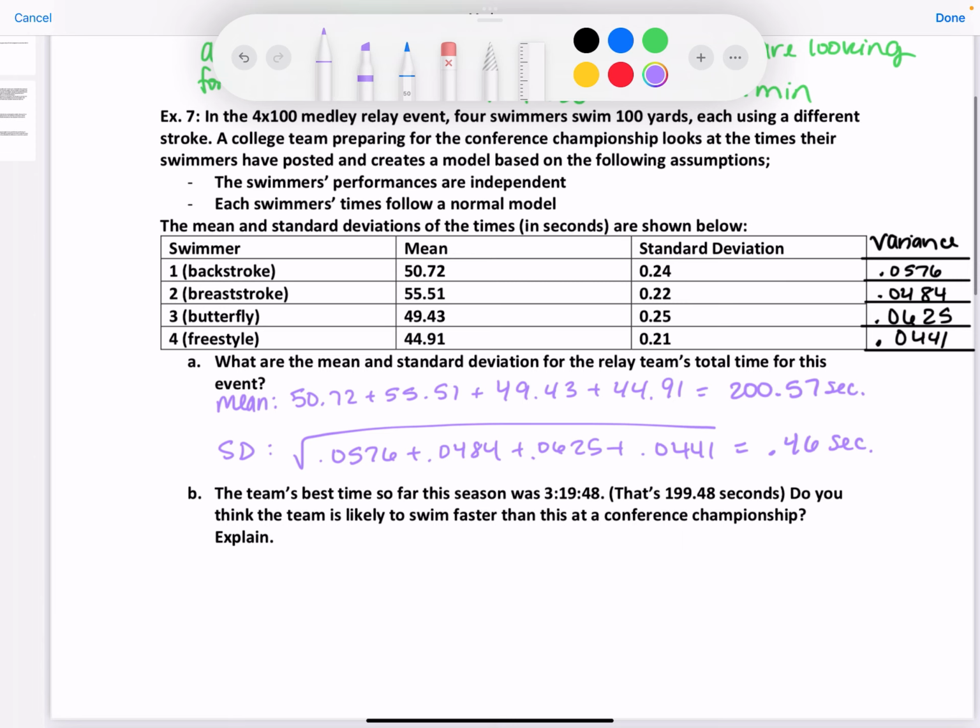You just square the standard deviation. So it would just be that. So if you're given standard deviation, you always will just square it to get your variances. If you're given variance and you need standard deviation, you take the square root.